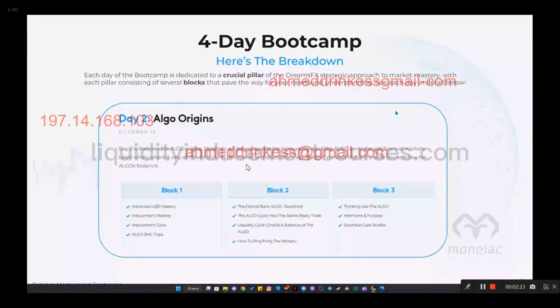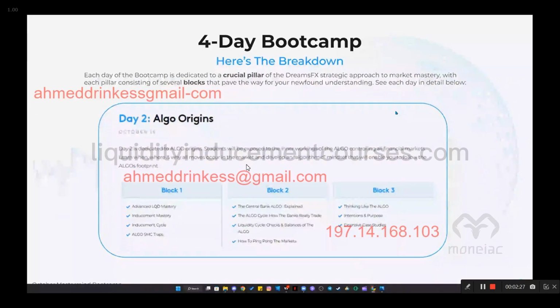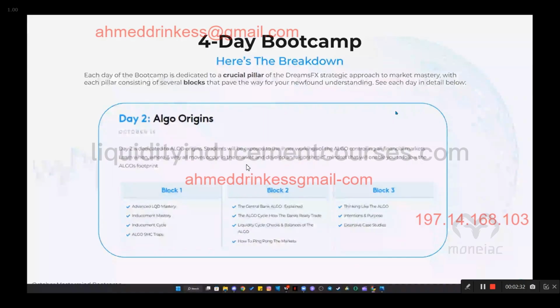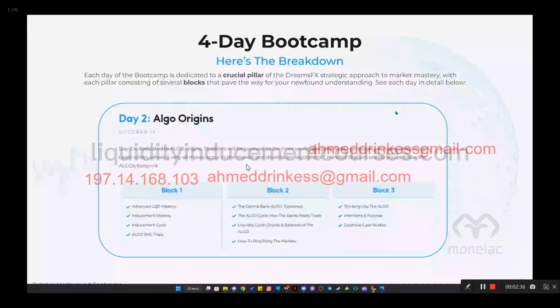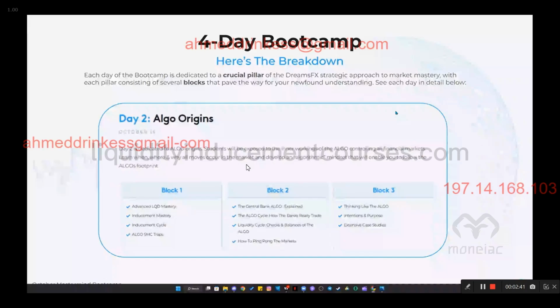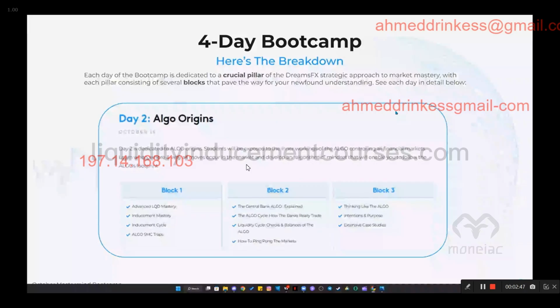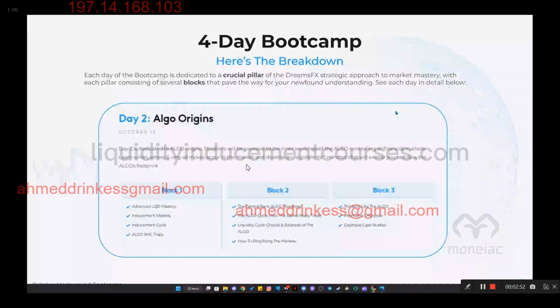So, block one, block two, block three. Block one is going to be a quick recap of all things covered the previous day. We're going to go over the advanced liquidity mastery, the inducement mastery. We're then going to introduce the inducement cycle and the SMC traps as they relate to the algo. Block two is going to be all about the algo: understanding how the banks really trade, what the central bank algo is, and going through the liquidity cycle, AKA the checks and balances of the algo.